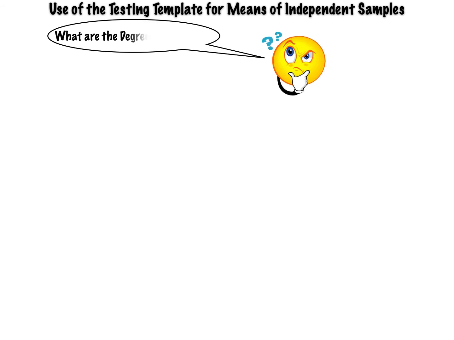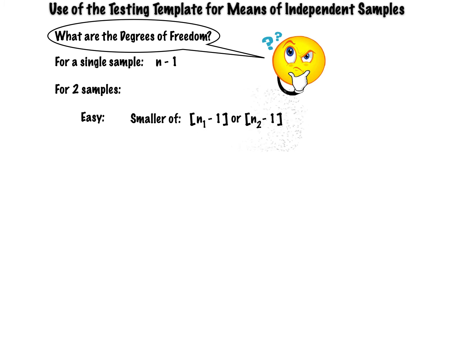Our first task is to calculate the degrees of freedom. If we were looking at only one sample, the degrees of freedom would be n-1, or 45 for either sample. However, with two samples, we have two options. The most simple and conservative method is to take the smaller of the degrees of freedom from both samples. The second method is more accurate, but also more difficult.